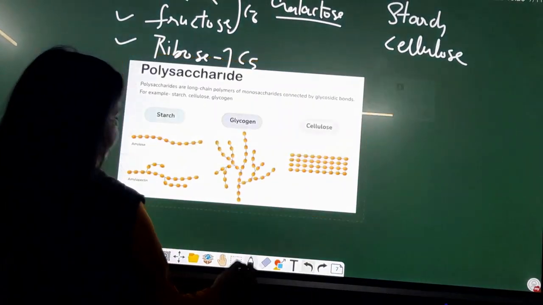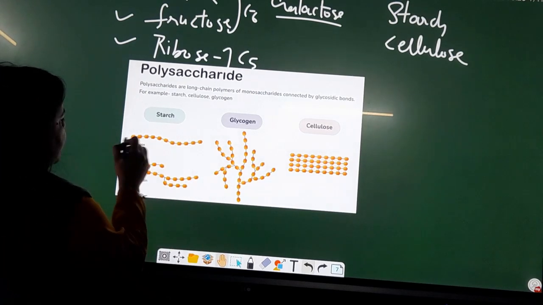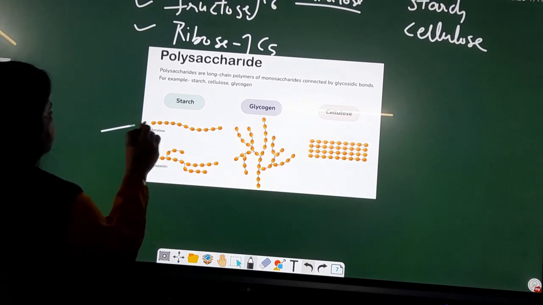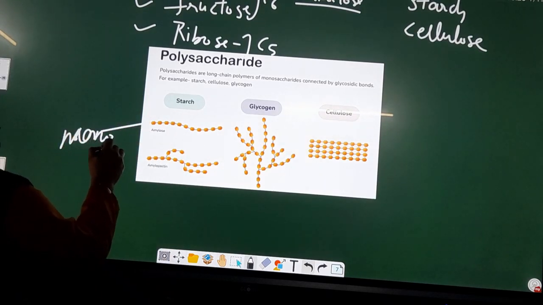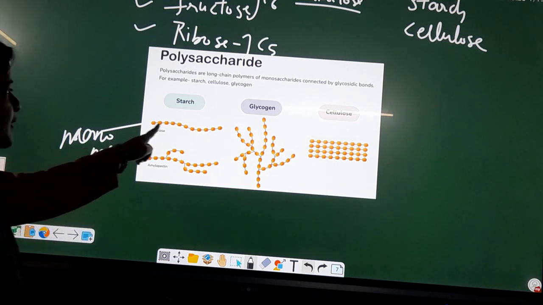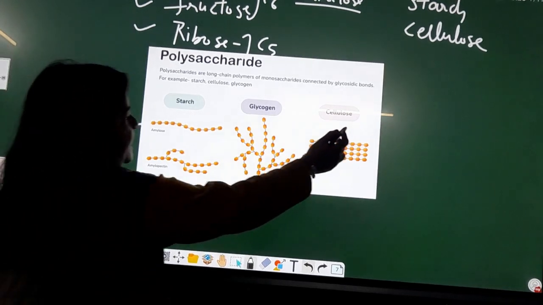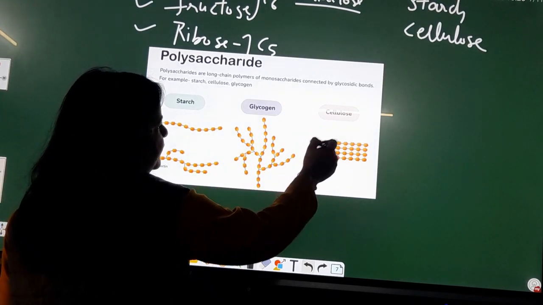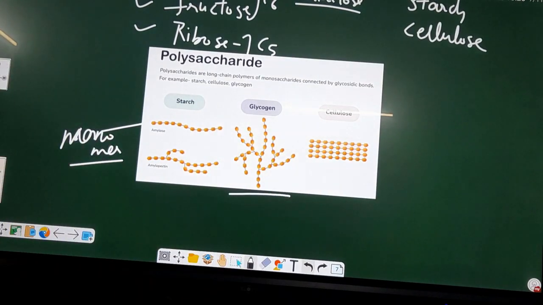Polysaccharide examples are starch, glycogen, and cellulose. What is the difference between them? These beads show the monomer units. These monomers are arranged in a single line in starch. In cellulose, the monomer units are arranged as interconnected sheets. And in glycogen, branching is present in the monomer units like glucose.